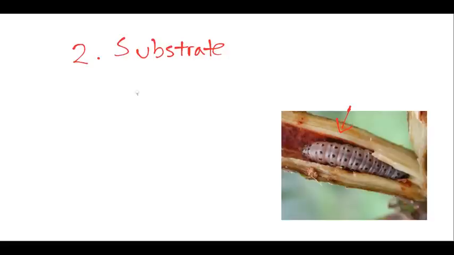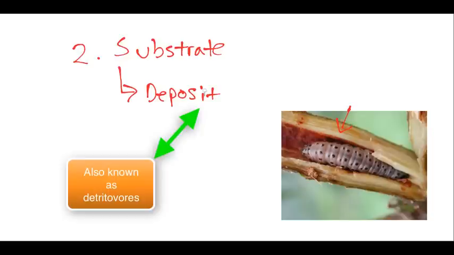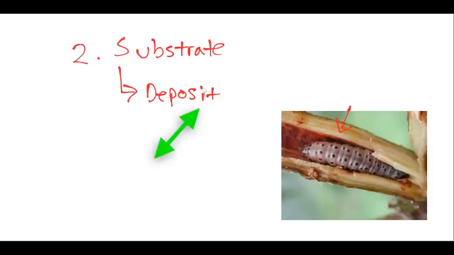A subunit of substrate feeders are deposit feeders. Deposit feeders eat their way through dirt or sediments and extract partially decayed organic material consumed along with the soil or sediments.